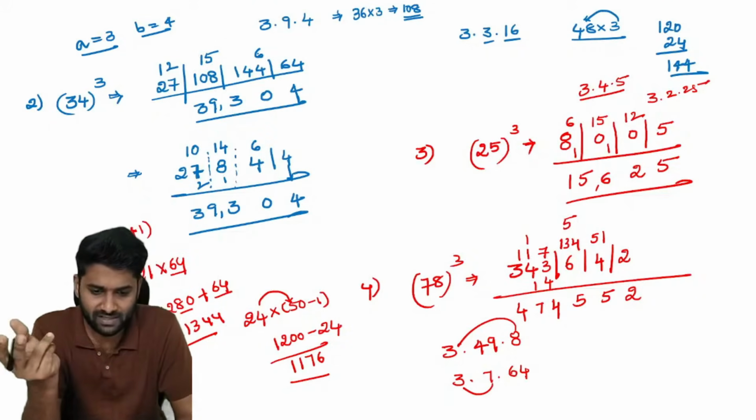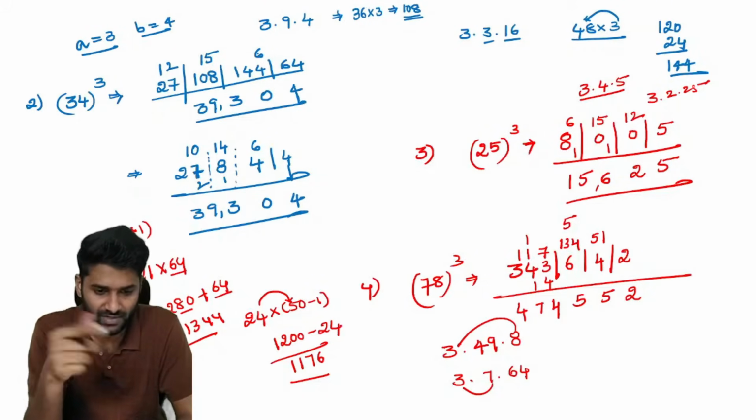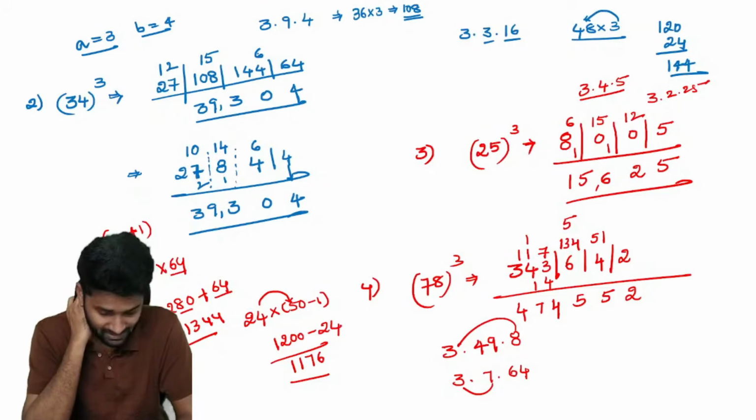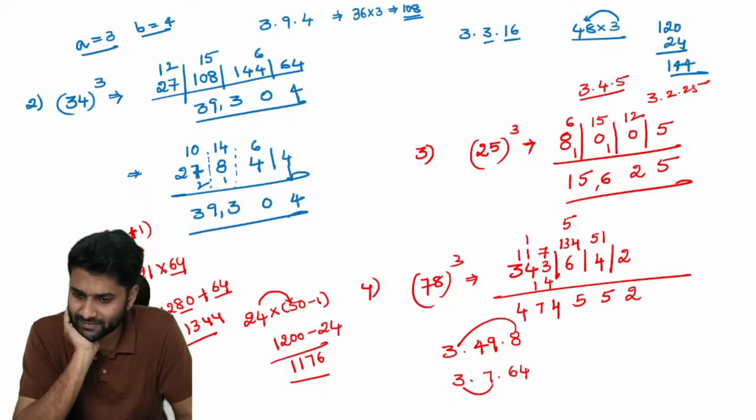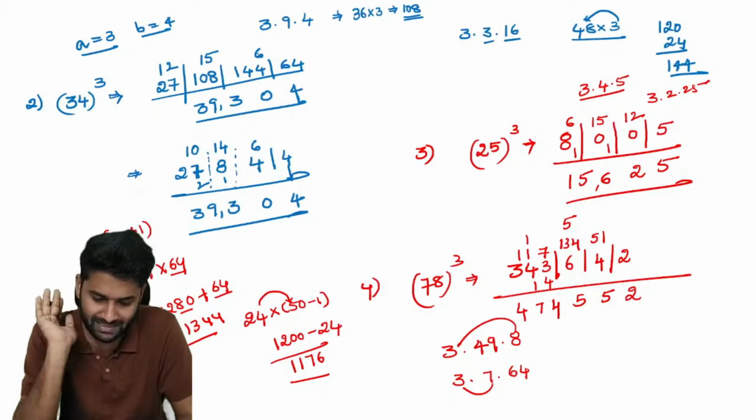So in previous cases, we have to subtract 49 as 50 minus 1. In the same way, 21 is all about 20 plus 1. I made a mistake. Is it clear? Now the final answer is 4,74,552. Is it clear?